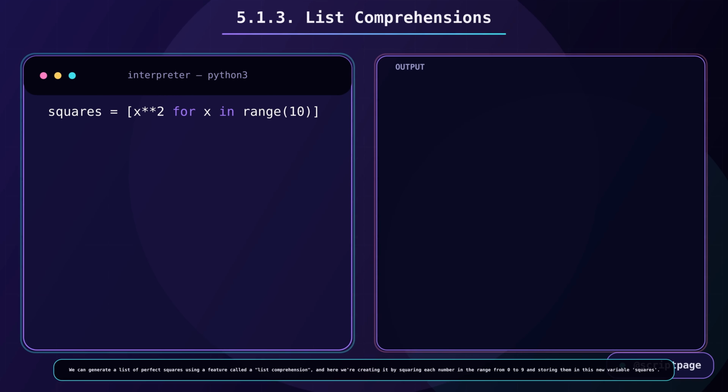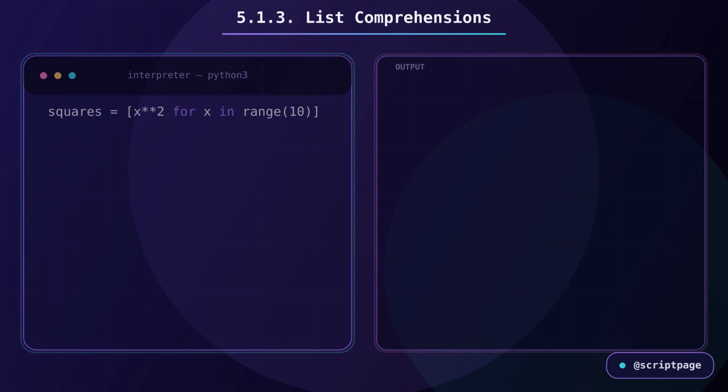We can generate a list of perfect squares using a feature called a list comprehension, and here we're creating it by squaring each number in the range from 0 to 9 and storing them in this new variable squares.